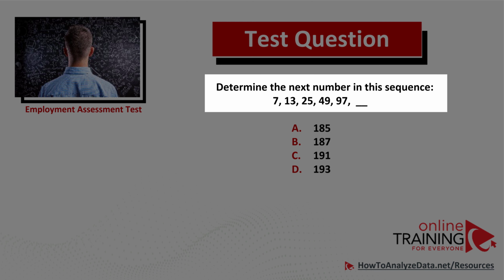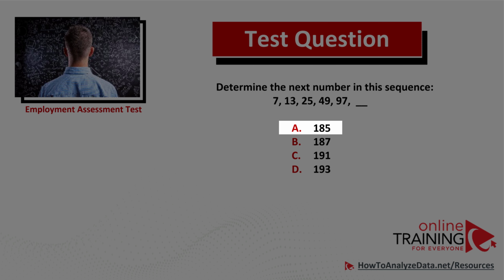Determine the next number in the sequence. And you have a sequence of numbers: 7, 13, 25, 49, 97, and then the next number might be A, 185, choice B, 187, choice C, 191, or choice D, 193.